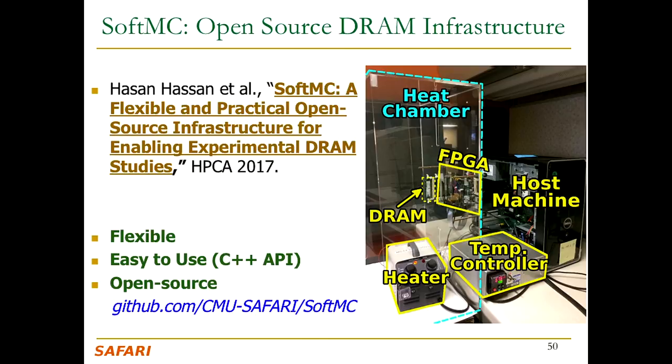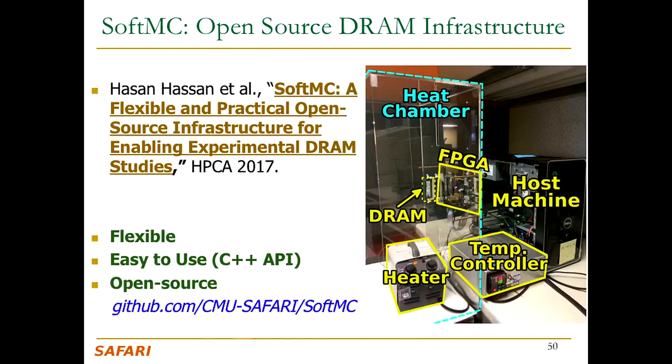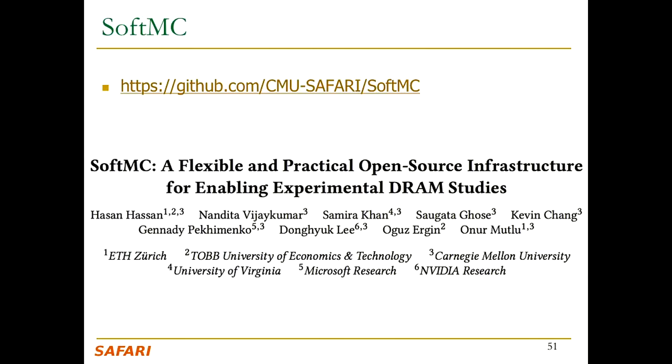So one of the advantages of building such infrastructure is you can study all of these scaling issues in real DRAM chips. Whenever you are looking at a problem in DRAM, how do you study it is, of course, a good question. How do you really understand what's going on in the DRAM chips? The best way is really taking the real chips and testing them and understanding the issues. And this is the infrastructure that you may want to look at again.